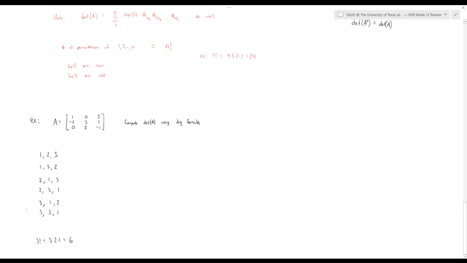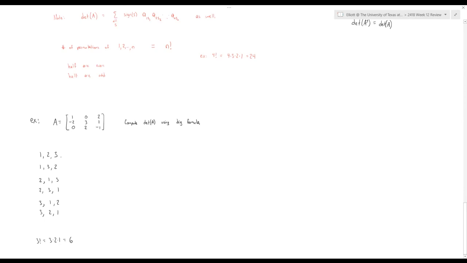But if you had to do this for the n equals 4 case, there would be 24 permutations total. So you'd have to think about all the permutations, and if you see that you don't have 24 of them, you've maybe missed some of them. So these are all the permutations of 1, 2, 3.